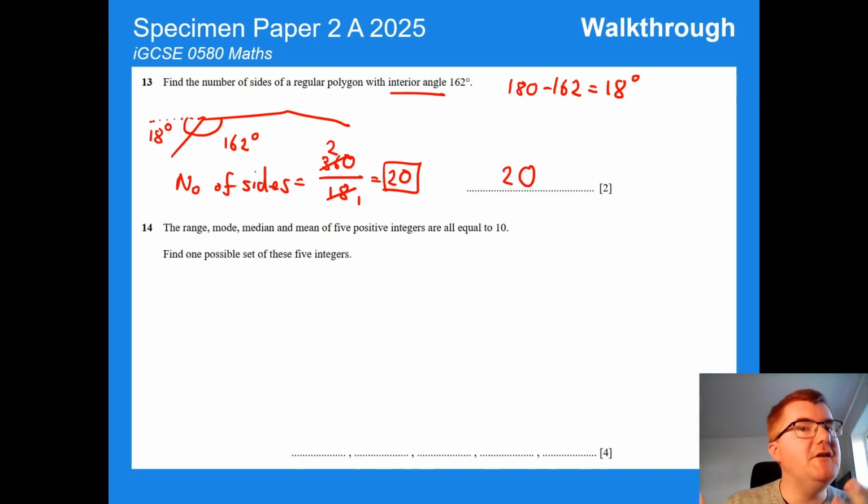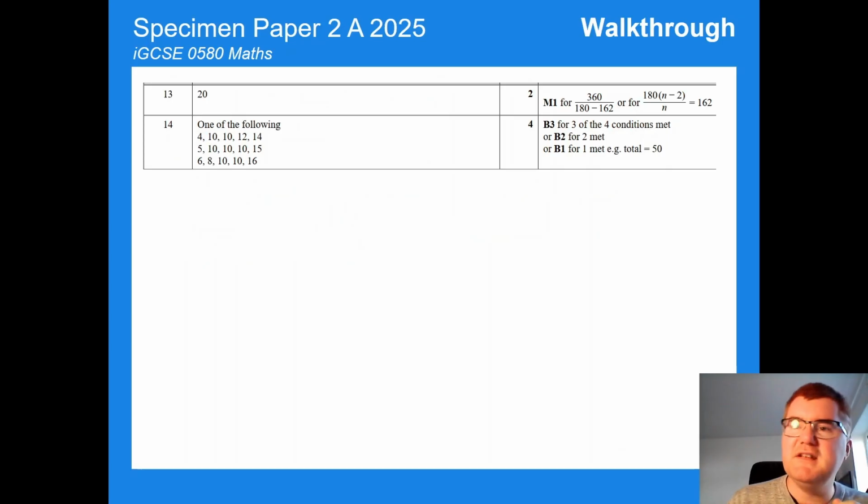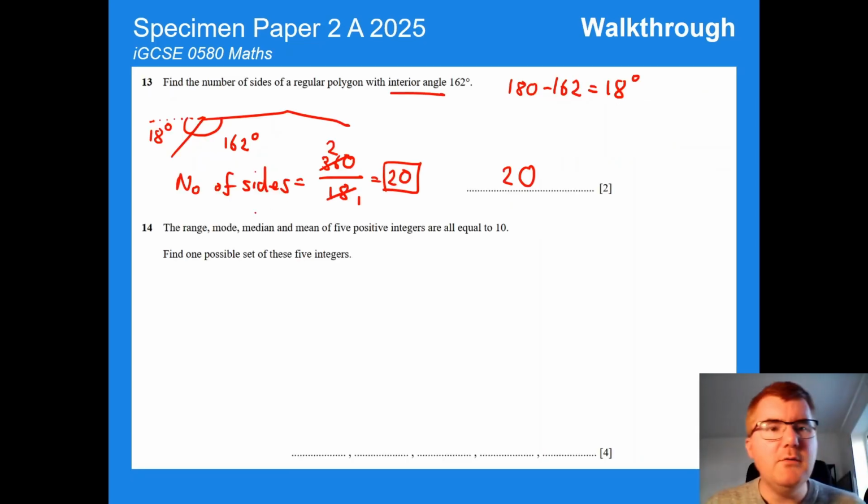Again, I'm showing you lots of nice little tricks here, not just going through the questions, but also where you can pick up some speed and give yourself more time for other questions. Notice the mark scheme is not particularly helpful here, just gives you this big formula, which I don't think is particularly useful. Okay, question 14 here.